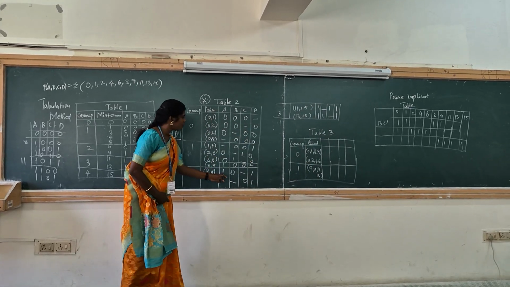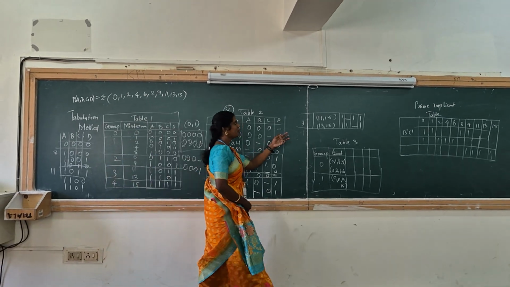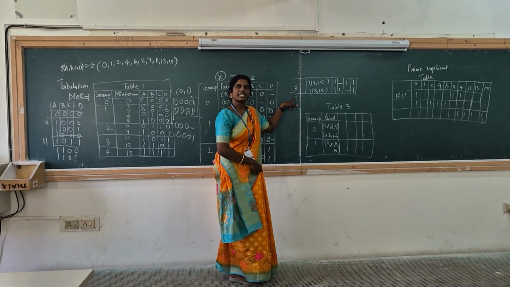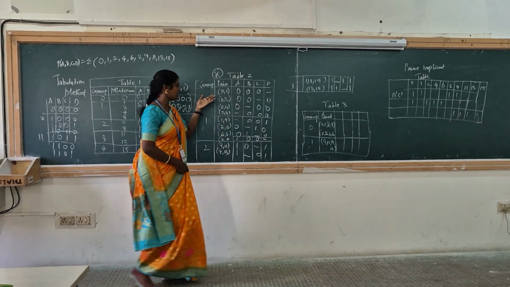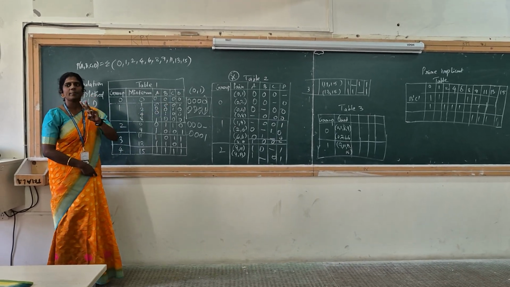So now you can understand this. As you have the number of 1s here as 2, they come under group 2. As you have the number of 1s as 1, 2, 3, they come under group 3. Here we stop. Why? Because we are not left with any other minterms here. That's all. So that is your table 2.